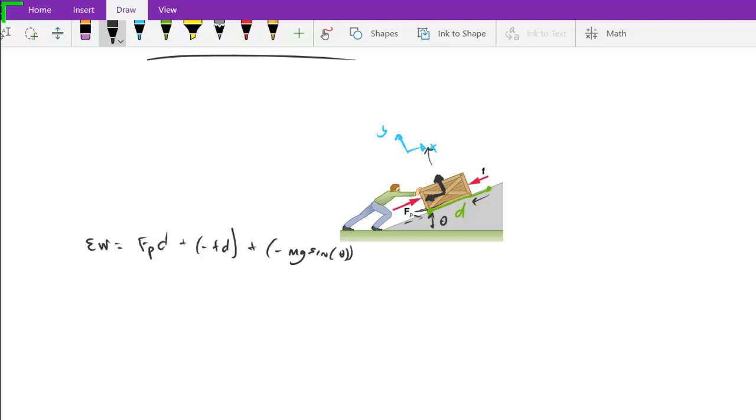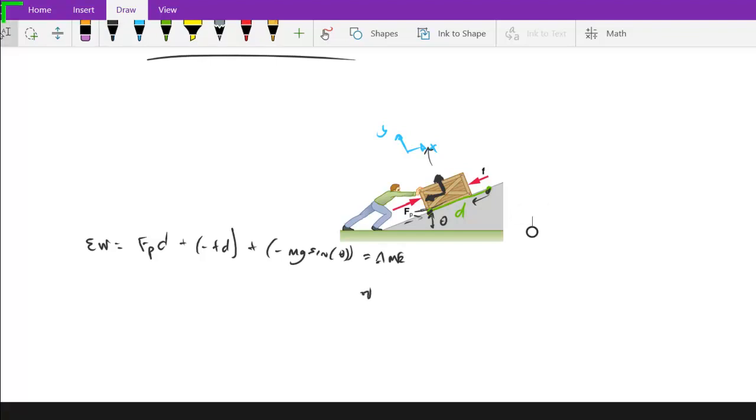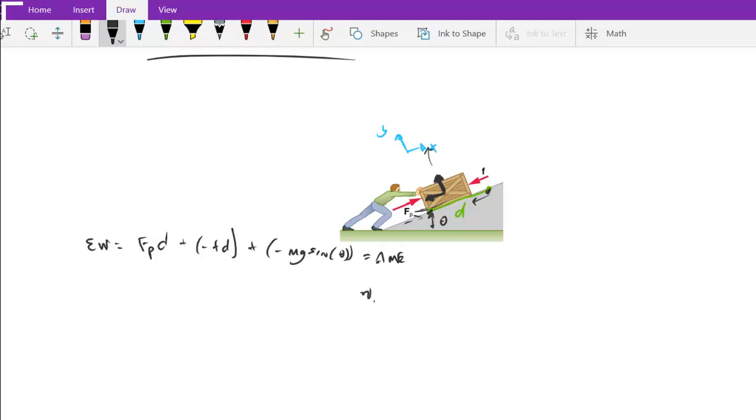And so this is all the work done, and this must be equal to the change in mechanical energy. Of course, we don't have any springs here, and let's just say that it starts at rest here, and then it ends up at rest here. So we have no change in kinetic energy either. V initial is equal to V final, which is equal to 0. And so then the sum of this work would be equal to the change in the gravitational potential energy.